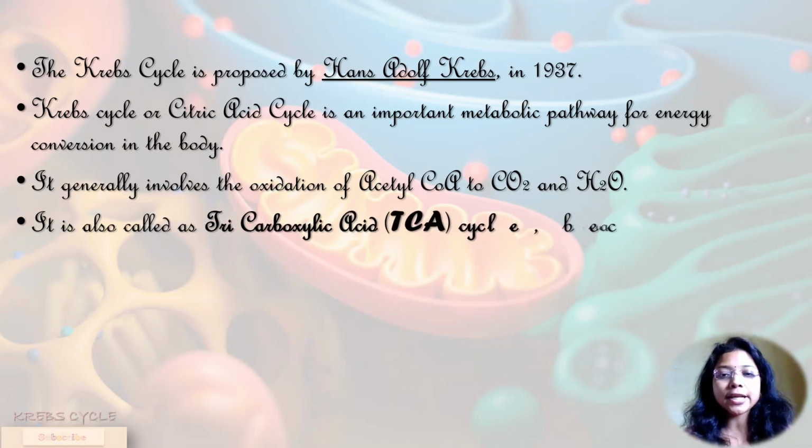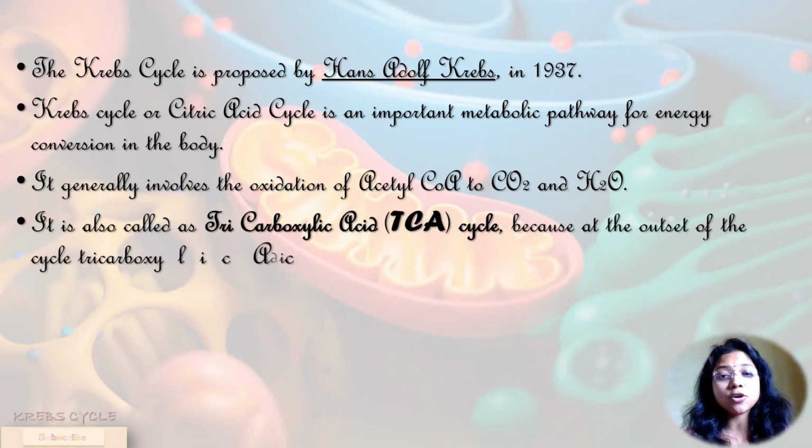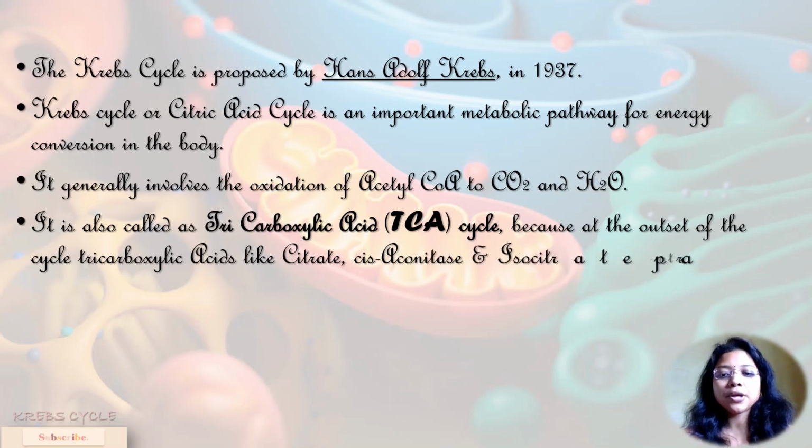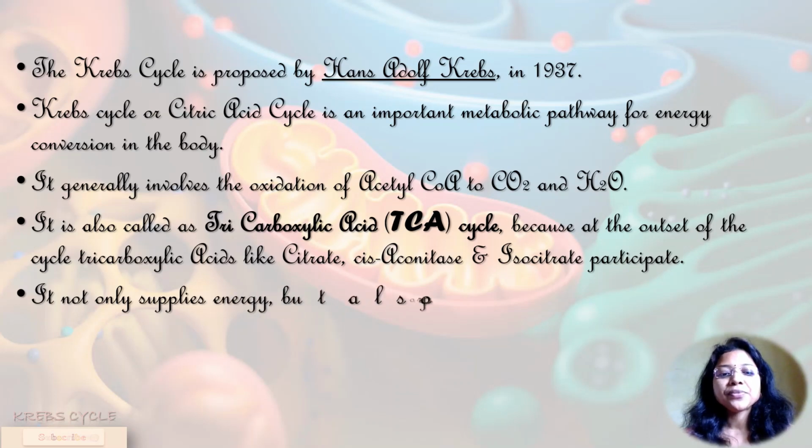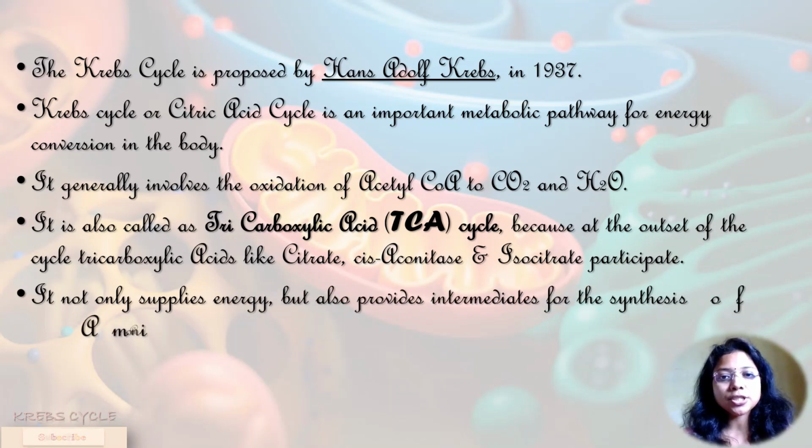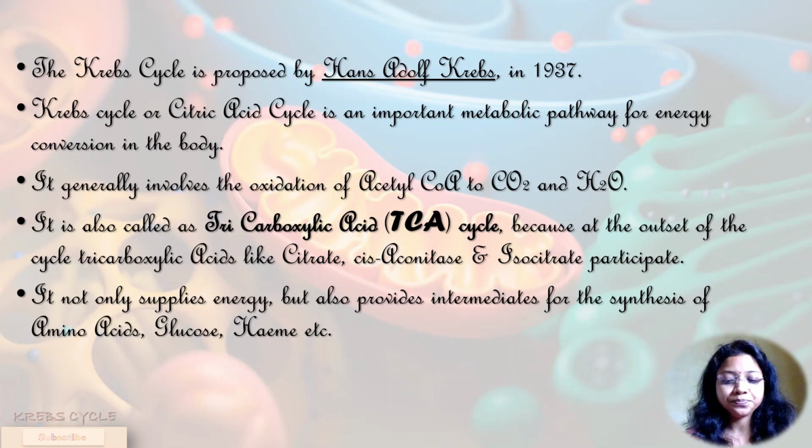It is also called the Tricarboxylic Acid or TCA cycle because, at the outset of the cycle, tricarboxylic acids like citrate, cis-aconitase and isocitrate participate. It not only supplies energy but also provides intermediates for the synthesis of amino acids, glucose, heme, etc.